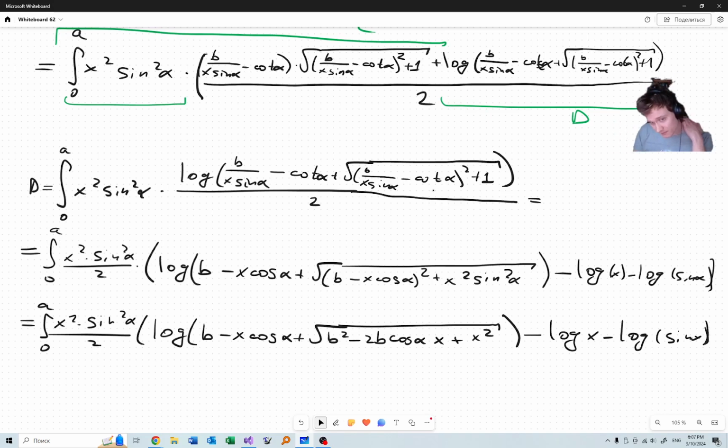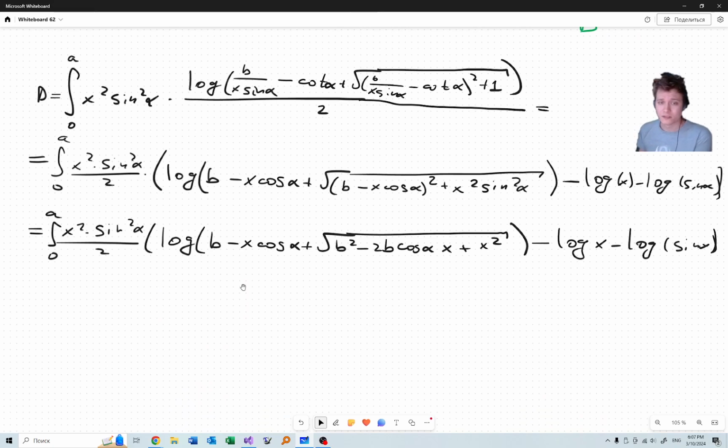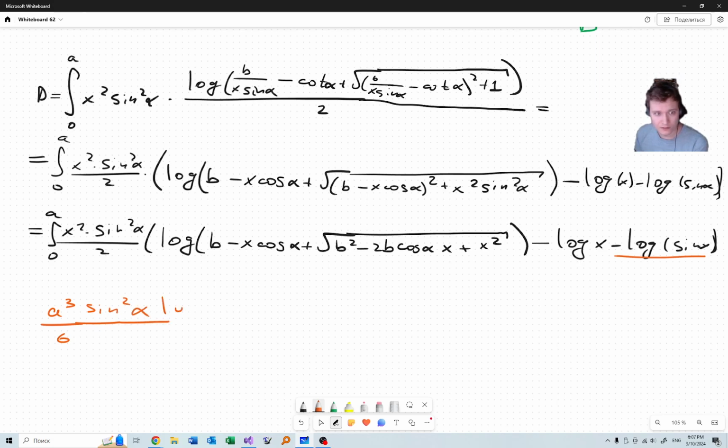Okay, this is again, it feels like we don't need so many different things here in our solution. So let's eliminate them. First of all, this one. This is definitely just a cubed over 6 sine squared alpha logarithm sine alpha minus this. Okay, now this one. This also should be easy.